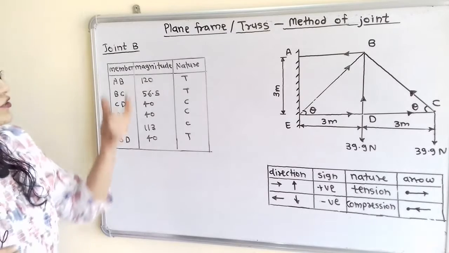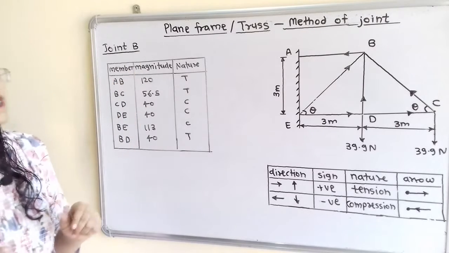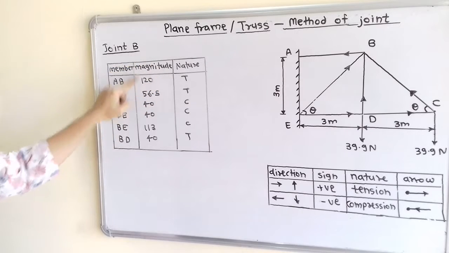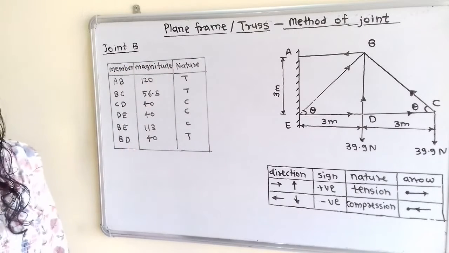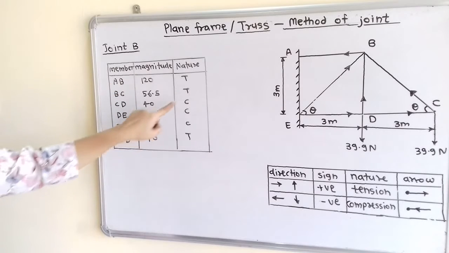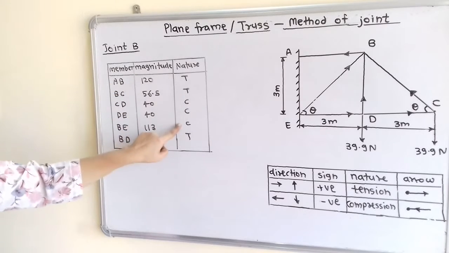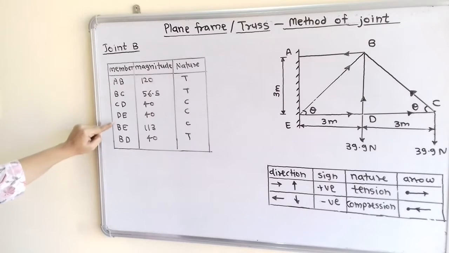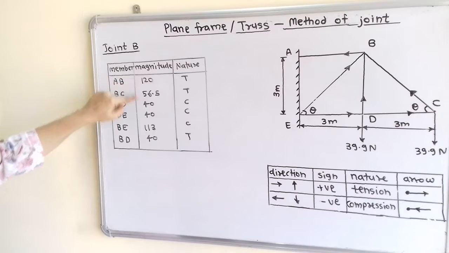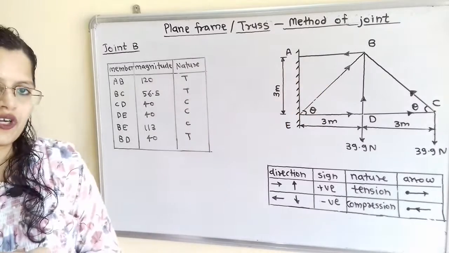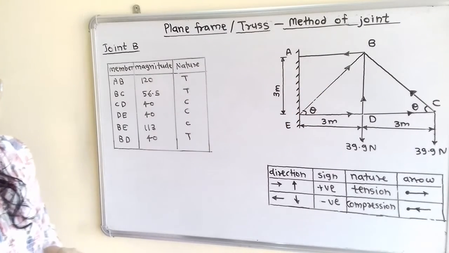Now last step is to prepare one table, and this table is for member, then for each member magnitude of the force, and then its nature. So whenever the answer is negative, we have to show with positive magnitude, but nature should be compression. So AB, BC, CD, DE, BE and BD. So this is the magnitude and this is the nature. And in the same way, we have to complete the arrow diagram. So how to complete this?